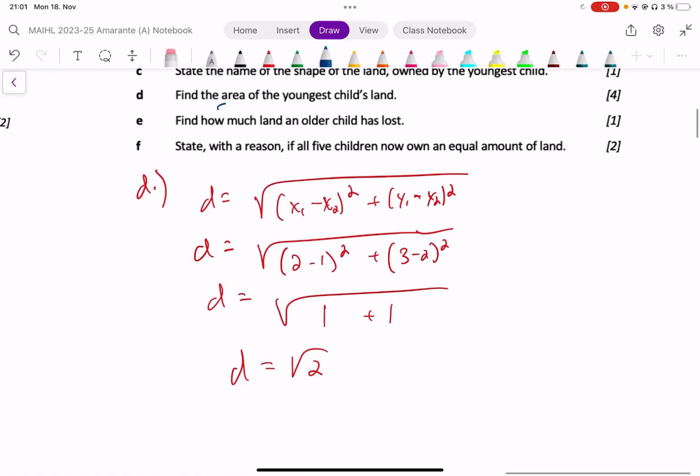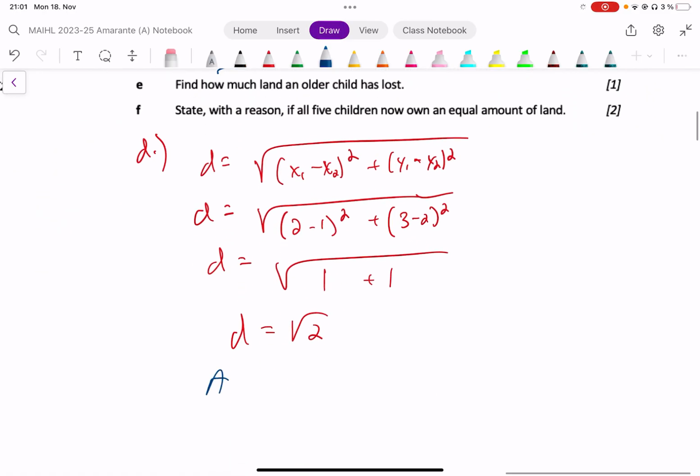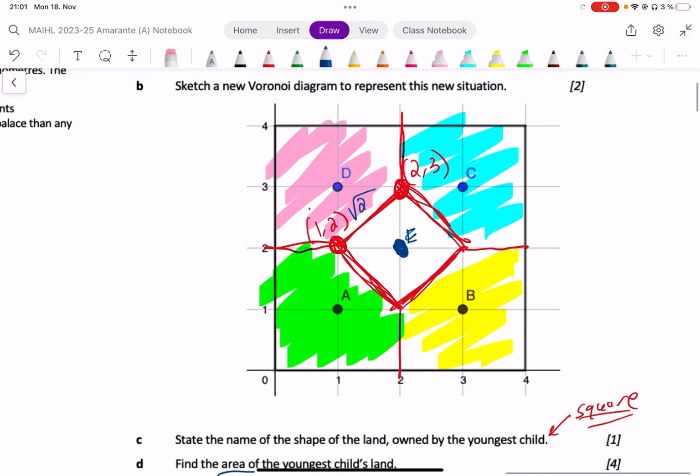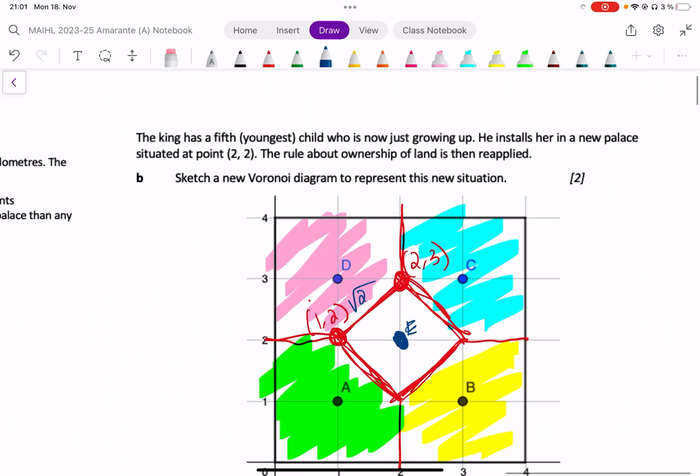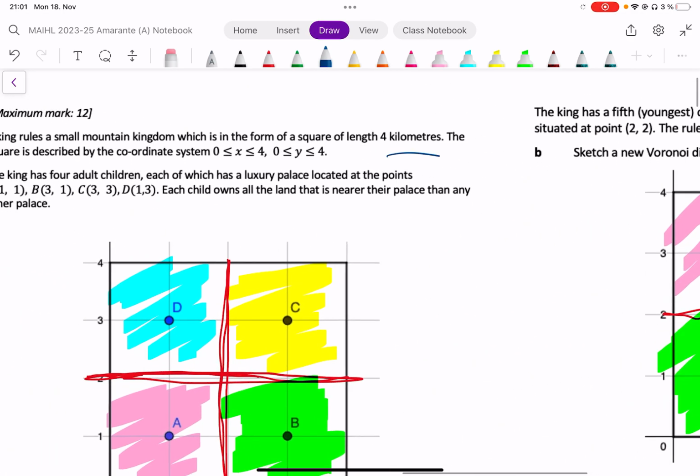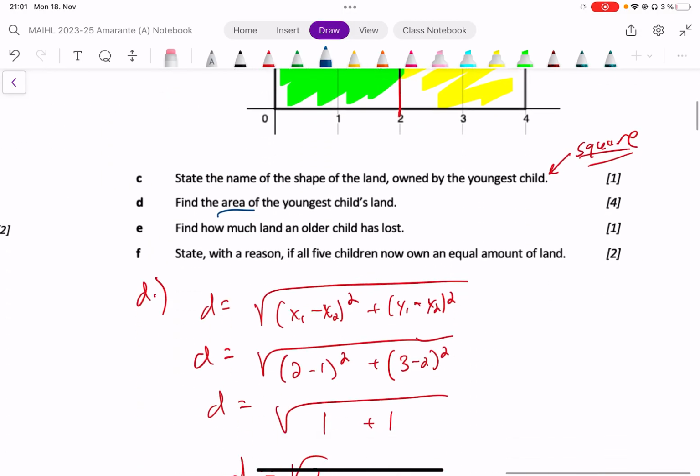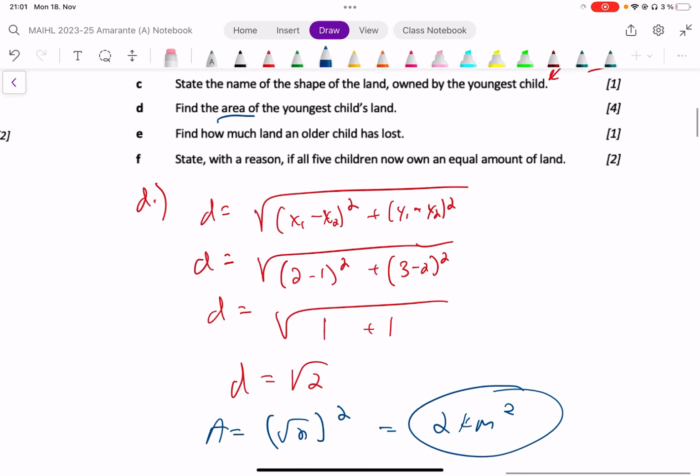And if I want the area of that, well, it's a square. So the area is root 2 squared. So it's 2 kilometers squared. I assume we're in kilometers. Yeah, kilometers. Right, so we've got an area of 2 kilometers squared.